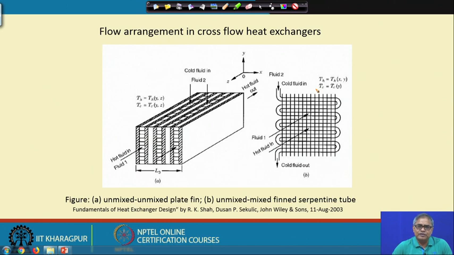that it is always desirable, or in most cases it is desirable, to have uniform temperature at the outlet of the heat exchanger for any stream of the fluid. Now, in some cases, due to the design of the heat exchanger, we cannot have uniform temperature, but in those cases also there are design modifications, so that this non-uniformity can be reduced to a minimum. So, you will see some of these aspects as we proceed.